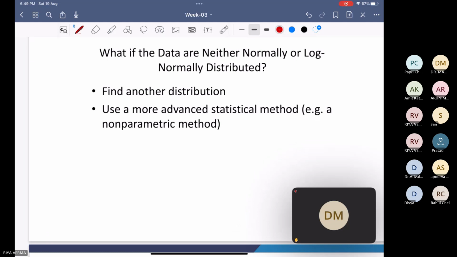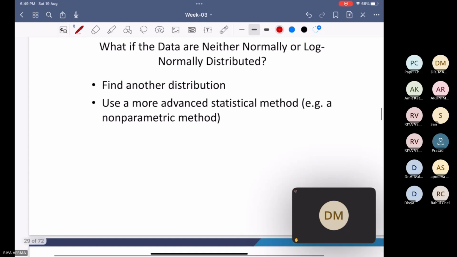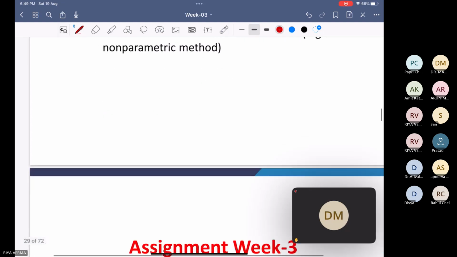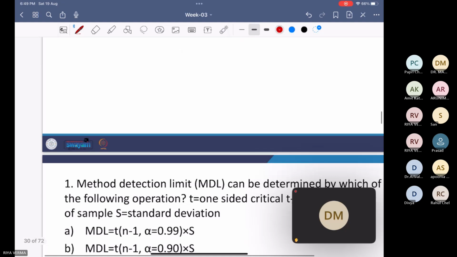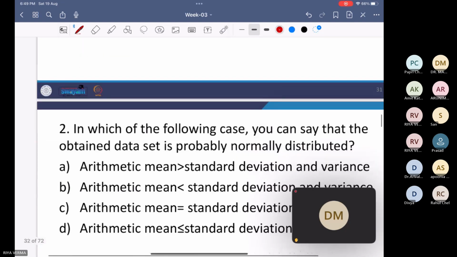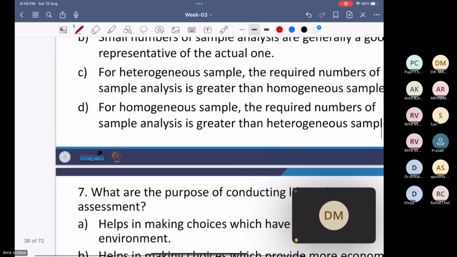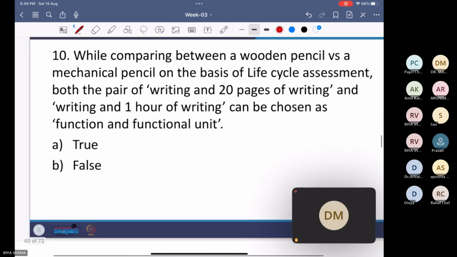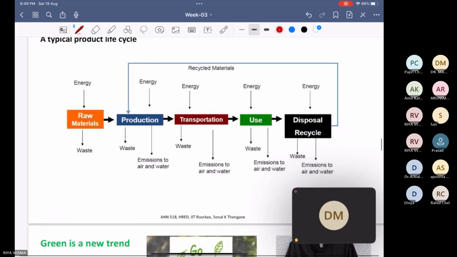जनरली जो एनवायरमेंटल डेटा सेट्स हैं वो आइदर नॉर्मल या फिर लॉग नॉर्मल डिस्ट्रीब्यूशन को ही फॉलो करते हैं. इन केस ऐसा नहीं है, then we need to go for more advanced statistical methods, or we need to find out another distribution methods, but it's of no use. अभी हम फिलहाल LCA पर फोकस करेंगे. So questions अभी discuss, like first I'll go to LCA part ना. Okay.